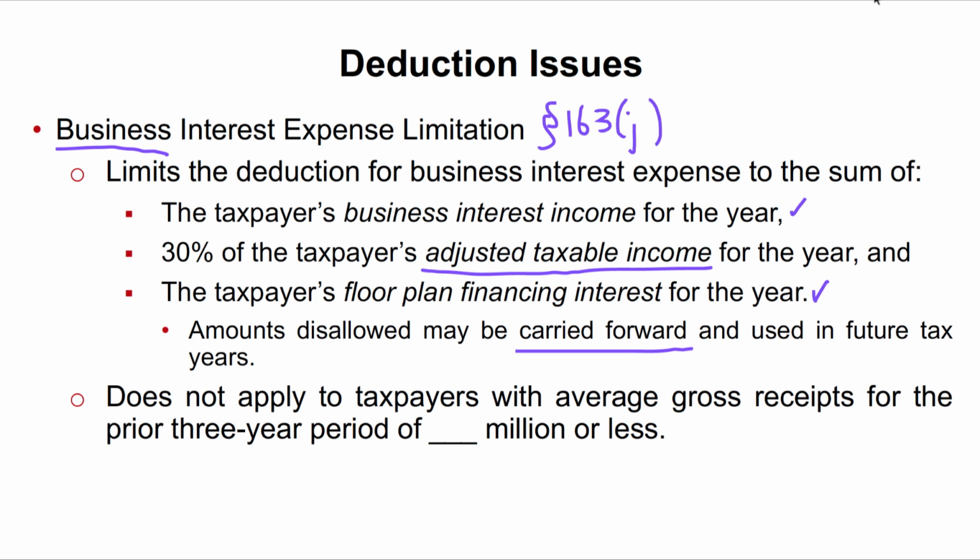Now, one thing I want to mention is that when you're dealing with the business interest expense limitation, it does not apply to taxpayers with average gross receipts for the prior three-year period of $25 million or less. That's $25 million, okay? You're seeing this $25 million three-year average gross receipts amount come up already like 3 or 4 times. That's a very common amount. It's $25 million, average of the last 3 years, gross receipts.